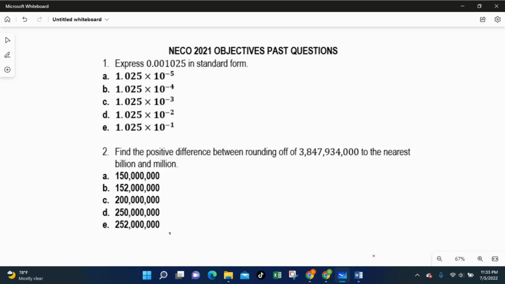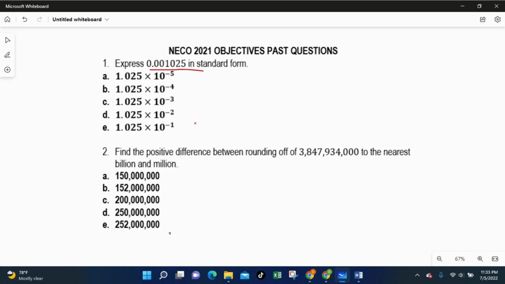Without wasting much time, I want us to go straight to the first two questions. If you review the NECO 2021 objective past questions, you'll find out that the first question we were asked was to express 0.001025 in standard form. If you are given a question like this, what is the first thing you should do?